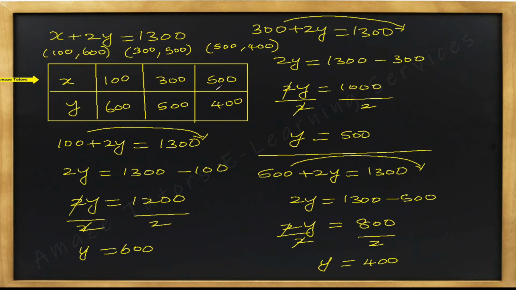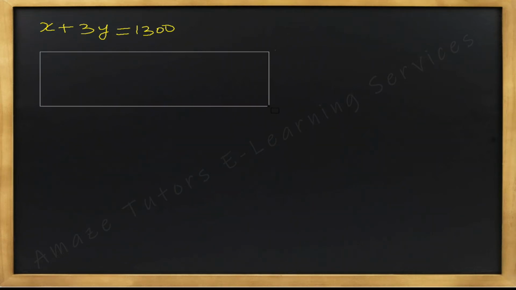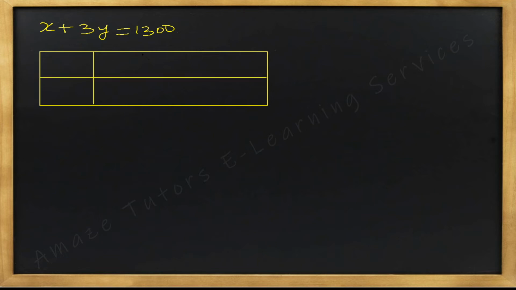Let's consider the second equation in the next board. The second equation is x plus 3y is equal to 1300. Again, let's find out the XY table. We consider three values one more time for x so that we will get three coordinates as before. And here also I am going to consider the x values in hundreds because of this 1300 on the right side. Okay, 100, 400, 700. Let's take these values.